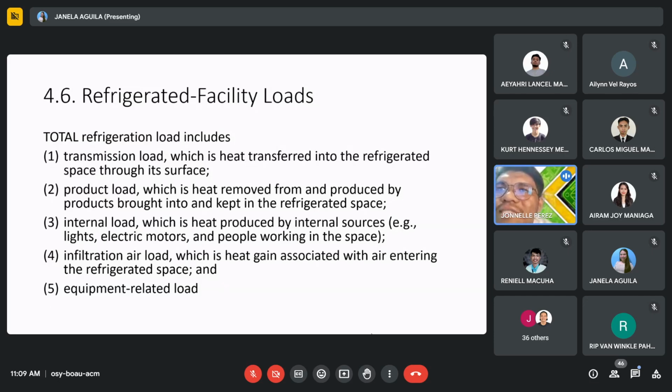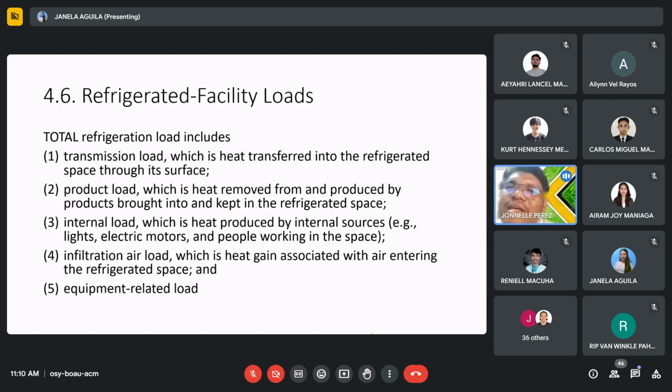Then next naman po is the product load, which is ang best example nga po dito ay ang mga pagkain na ini-store natin sa ating refrigeration system. Which is, according nga po sa report kanina, ang mga pagkain po ay may kanya-kanyang thermal properties. And yung mga thermal properties po na ito, or yung mga napoproduce po na heat ng mga pagkain na ini-store natin, which is yun na po ang ating i-consider na product load.